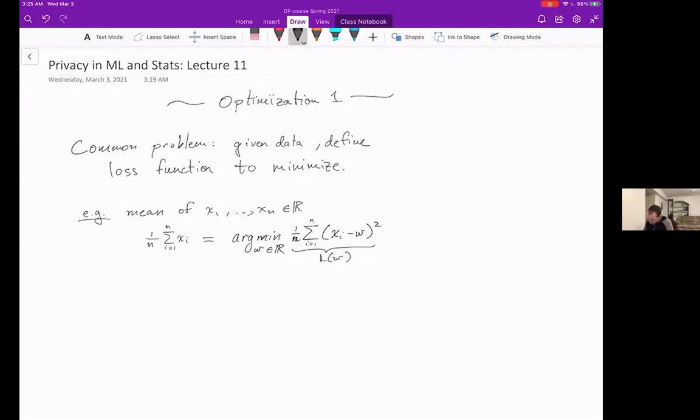The median can also be written in this way. So the median of a bunch of data points x1 through xn can be written as a minimizer. The median of this data set x is the minimizer of the following function.